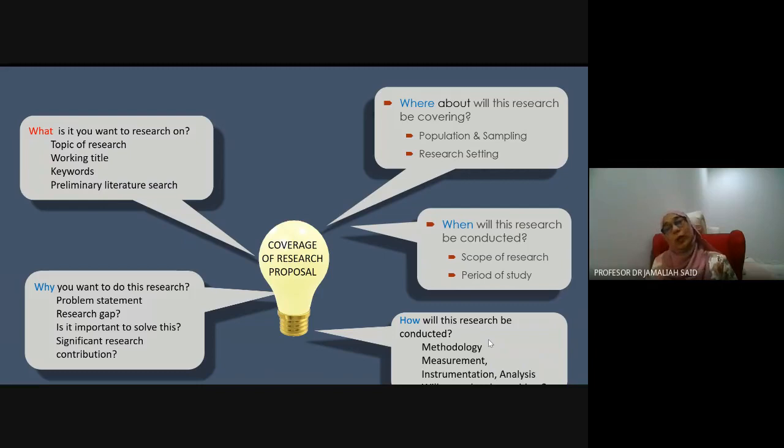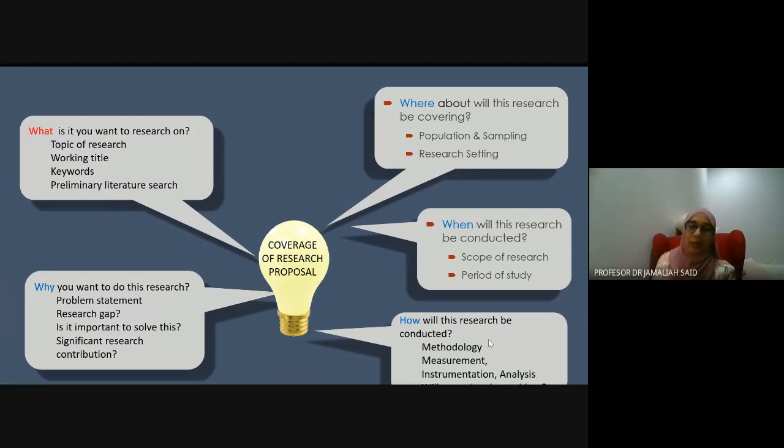The next question is when. When? What is the period for data collection? Is it a questionnaire? Maybe if it is a questionnaire you're going to collect using cross-sectional, you distribute the whole set of questionnaires to the whole sample within 6 months, for example. Or maybe if you're doing secondary data, your coverage is maybe from annual reports from 2010 to 2018, for example.